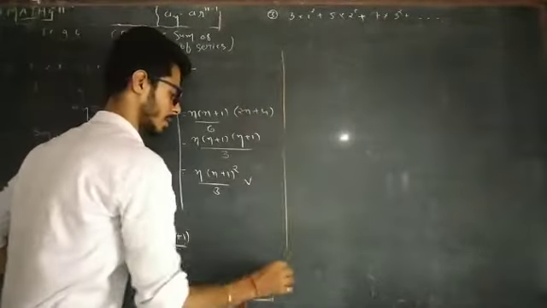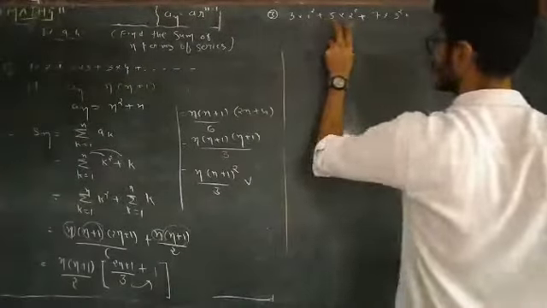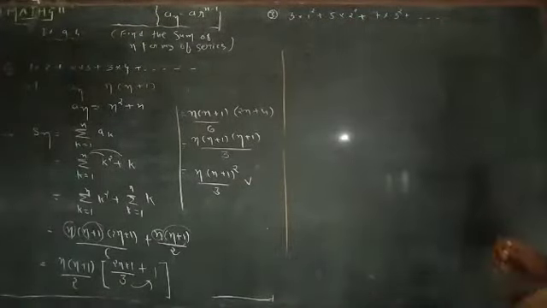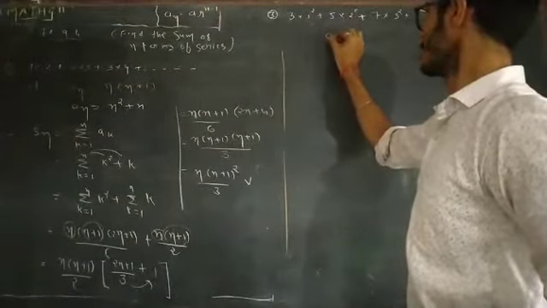Similarly, for the next sum, question number 3, it is given 3 into 1 square, 5 into 2 square, 7 into 3 square, and so on. So what is our nth term over here?